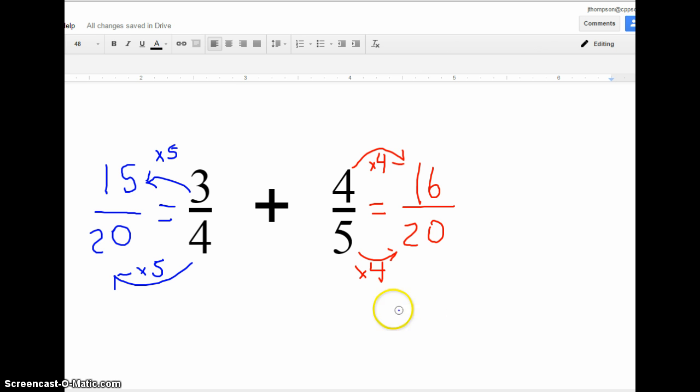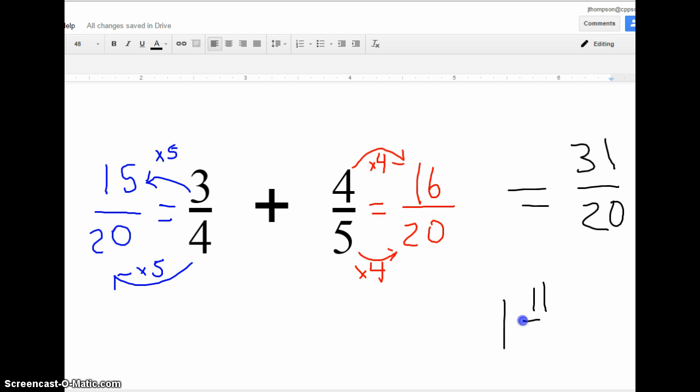Going back to this problem, 15 20ths plus 16 20ths equals 31 20ths. So I know that I have one group of 20 in 31 and a remainder of 11. My answer would be 1 and 11 20ths when I add these together, because 20 times 1, so there's 20 20ths here, and another 11 20ths gives me 31 20ths.